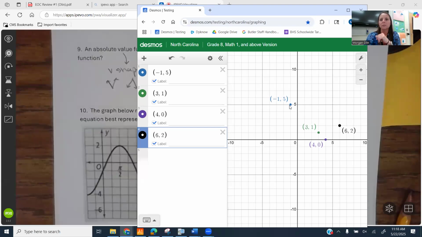Here's the problem with the EOC. You can't draw on the Desmos. Now you can kind of eye it. This goes up one over one, up one over one, up one over one, up one over one. So it should land here at 4. So 4 is our answer.